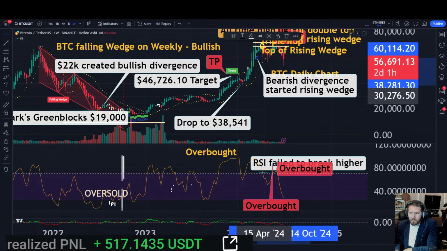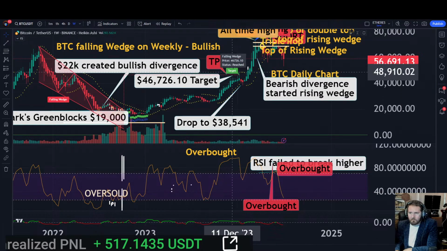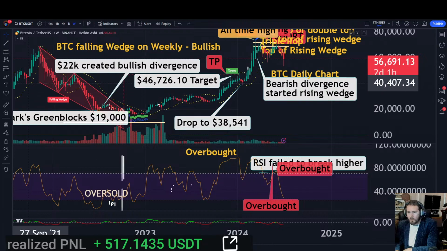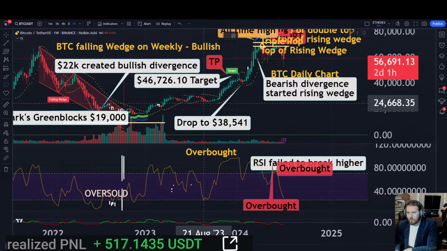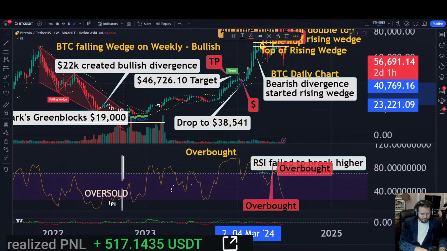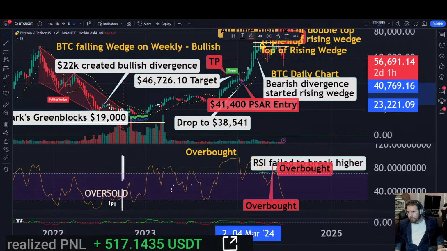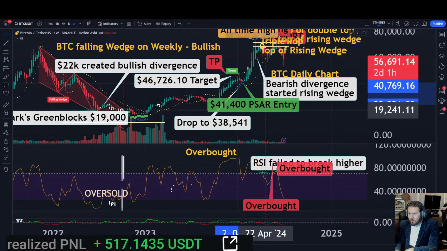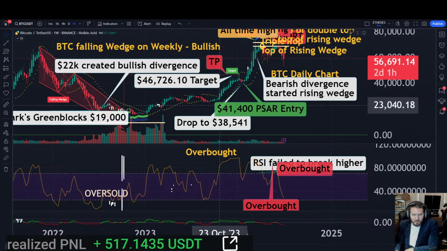So the people that really held it, the number one thing that kept them holding, possibly holding or re-entering again, was that parabolic SAR flipping, which was right here at 41K. So I'll add that to the chart as well. About 41.4. So they probably re-entered at 41.4 on that parabolic SAR entry over there.